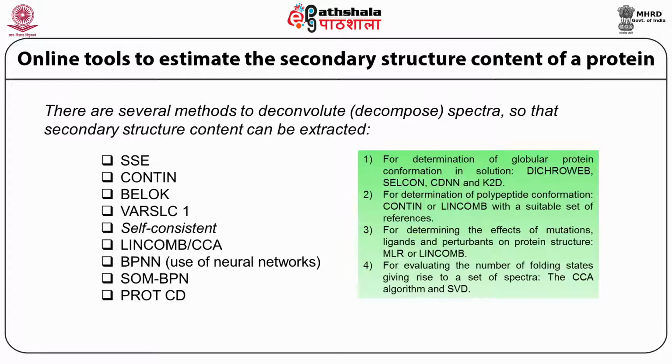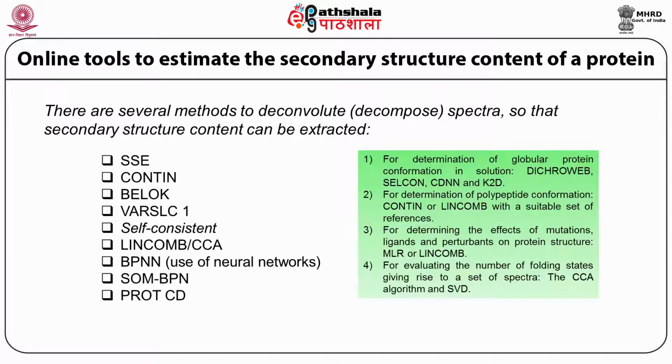These structure contents can be extracted by SSE (secondary structure estimation), Contin, Selcon, VARSLC, self-consistent, Lincomb, CCA, BPNN, which is based on the use of neural networks, SOM-BPN, and PROT-CD. For the determination of globular protein conformation in solution, DichroWeb, CDNN, and K2D are very well-known software, and by using this software you can accurately measure the amount of secondary structure content in any protein whose spectra is determined by CD.